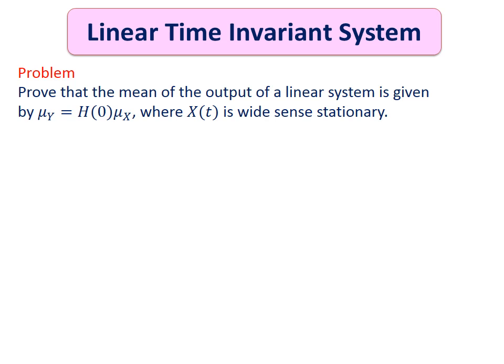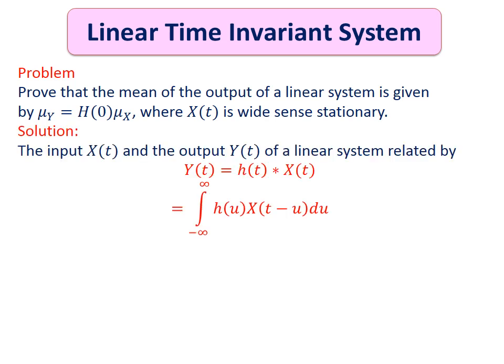The next problem is prove that the average of the output of a linear system is given by mu y equal to h of 0 into mu x, average of input, where the input x of t is a WSS process. Right. So to prove this, we need the definition of y of t, which is given in the form of a convolution. h of t convolution x of t. So applying the definition of convolution, it gives minus infinity to plus infinity, h of u x of t minus u into du.